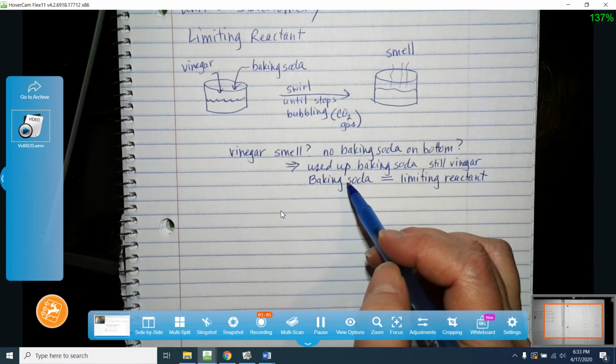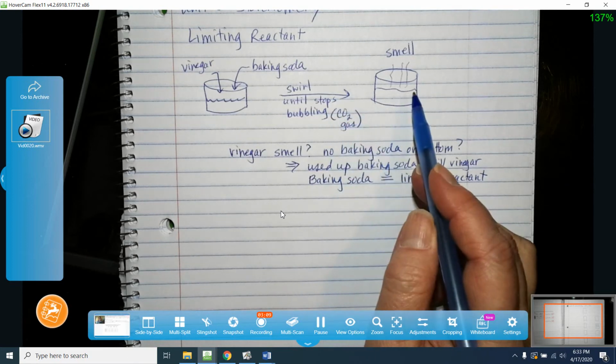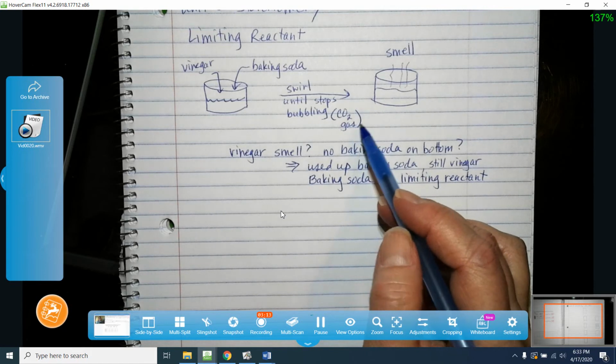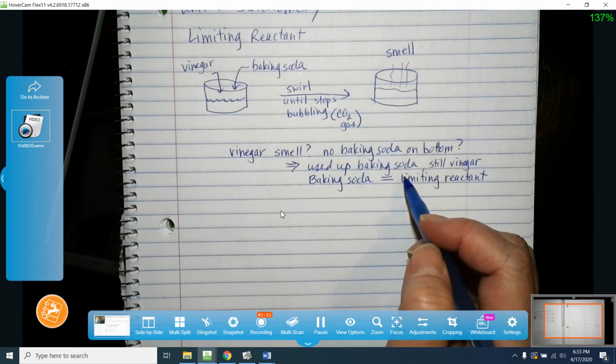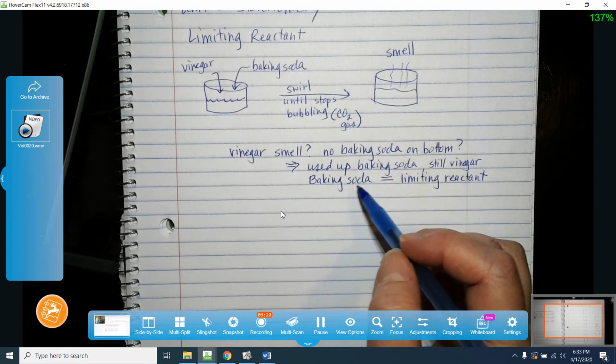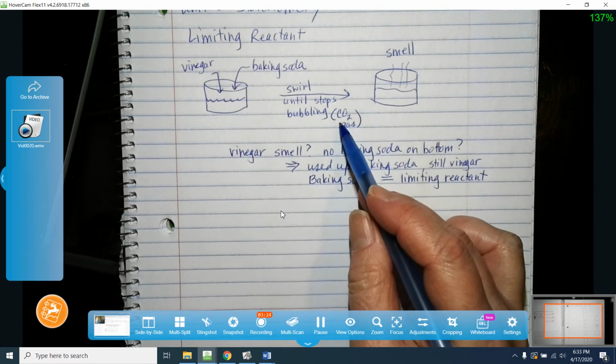So once you run out of baking soda, you're not going to make any more product. You'll still have the other reactant, the vinegar, in this case. So the vinegar is not the limiting reactant, it's the excess reactant. The reactant that runs out is the limiting reactant. The reaction stops, you can't make any more product.